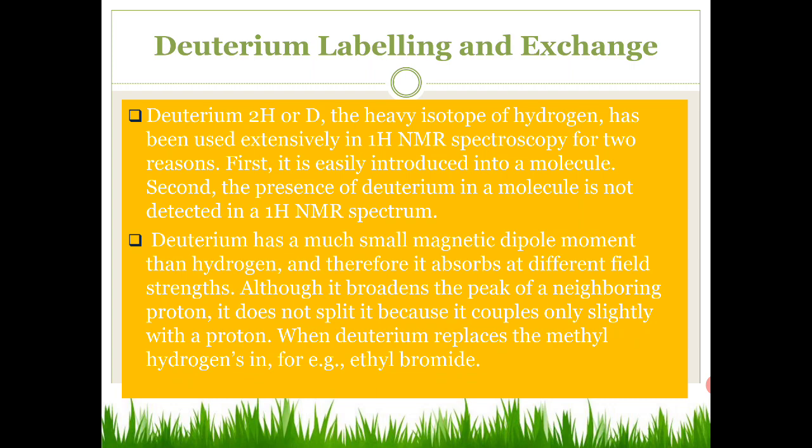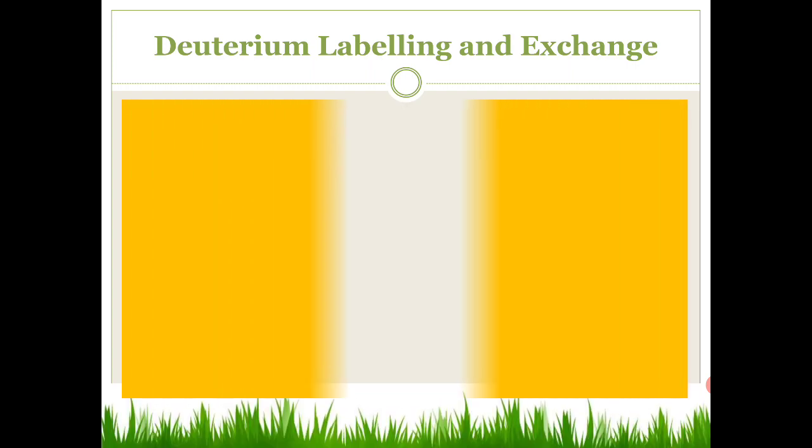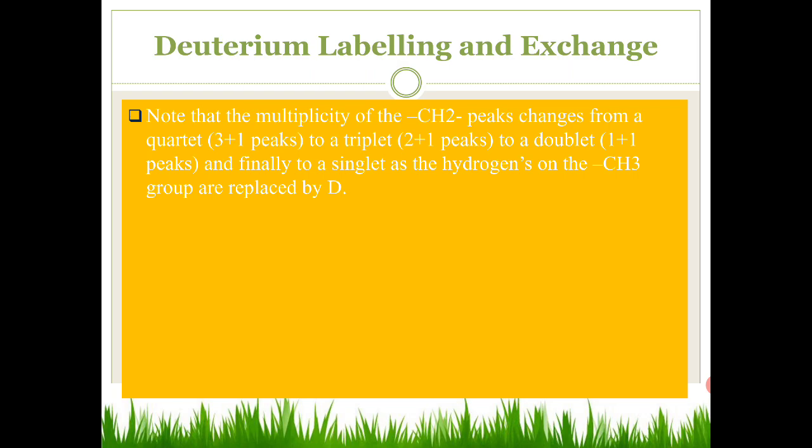So you must be remembering the basics. What is the reason for coupling? When deuterium replaces the methyl hydrogen in ethyl bromide, let us see what is going to happen. The technique is like this. Note that the multiplicity of the CH2 peak changes from a quartet.